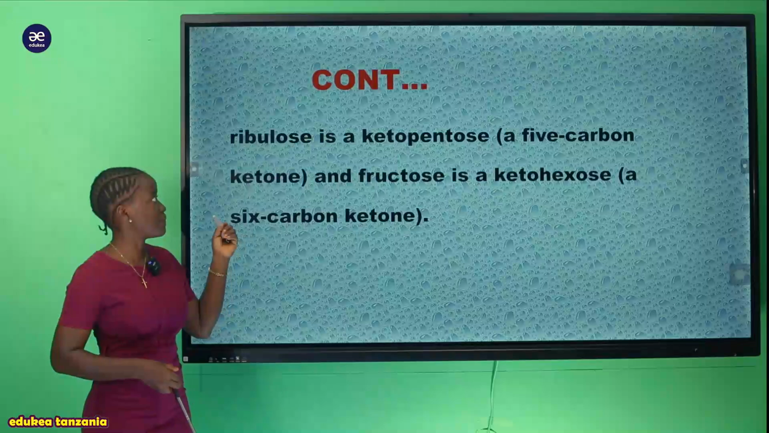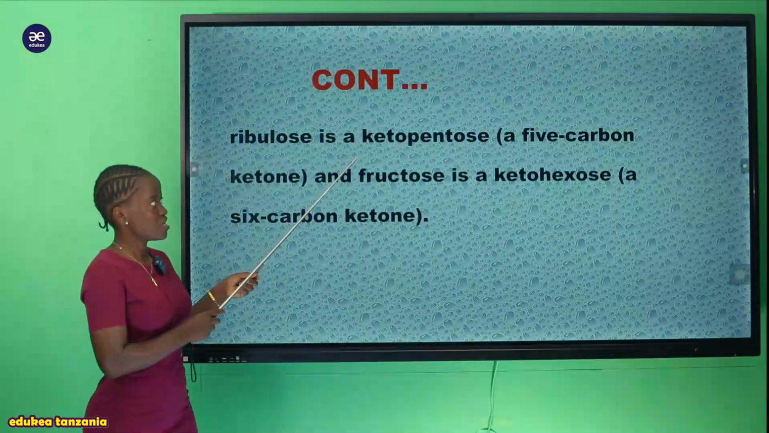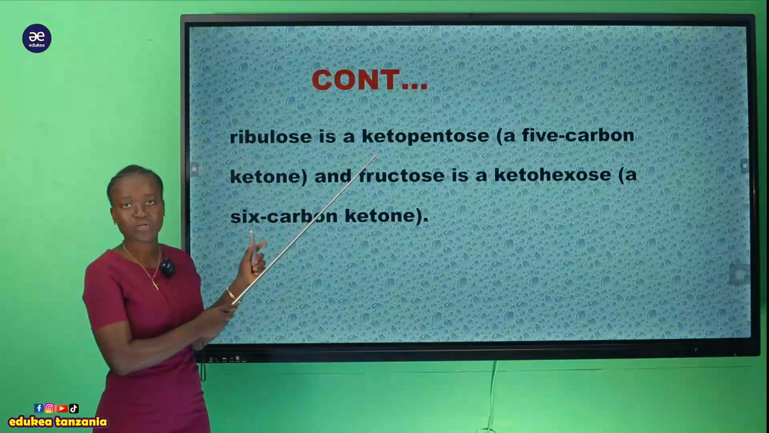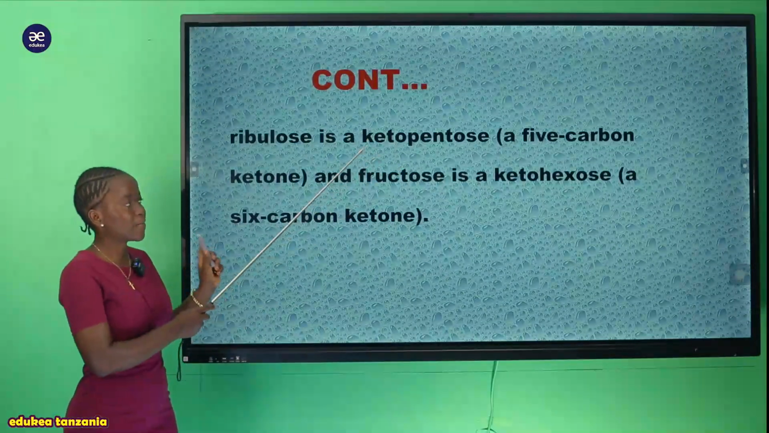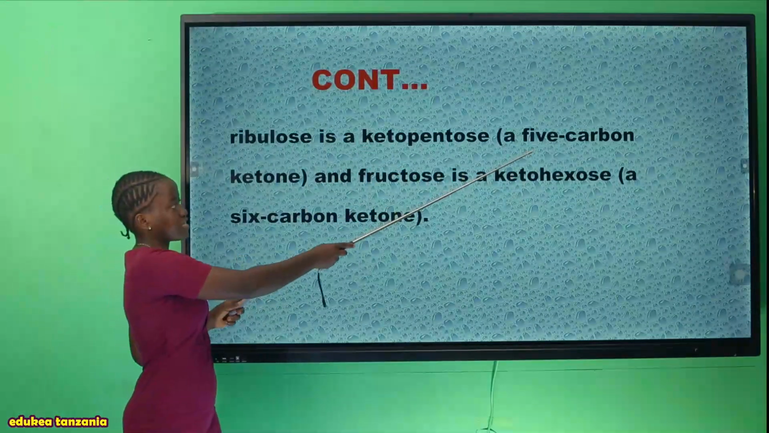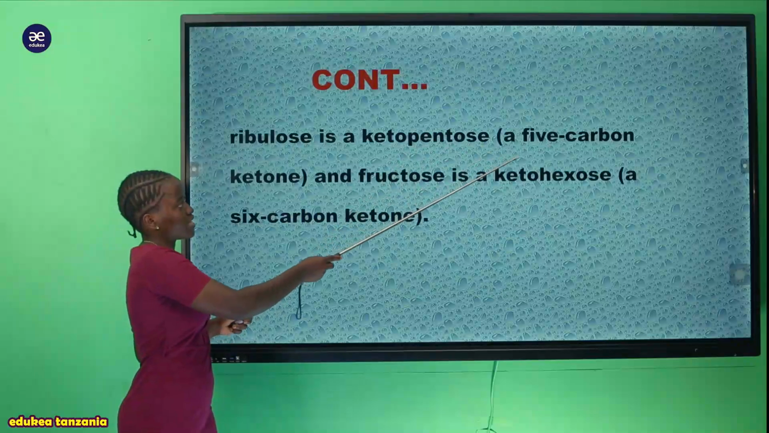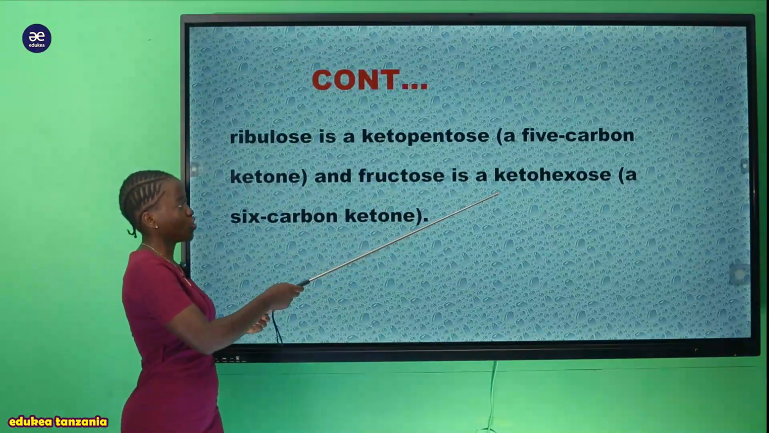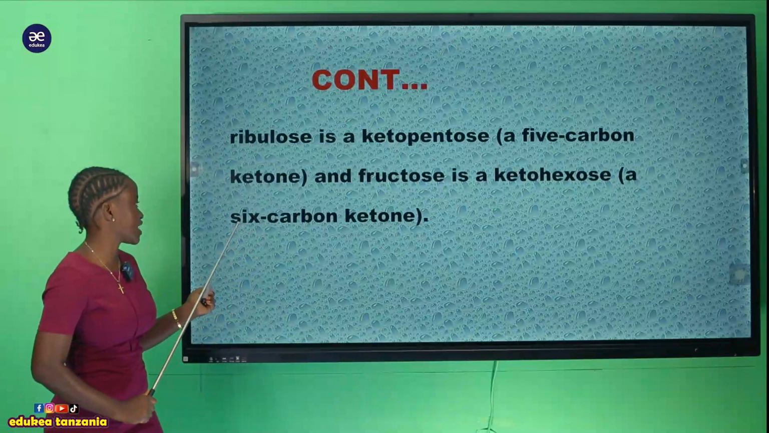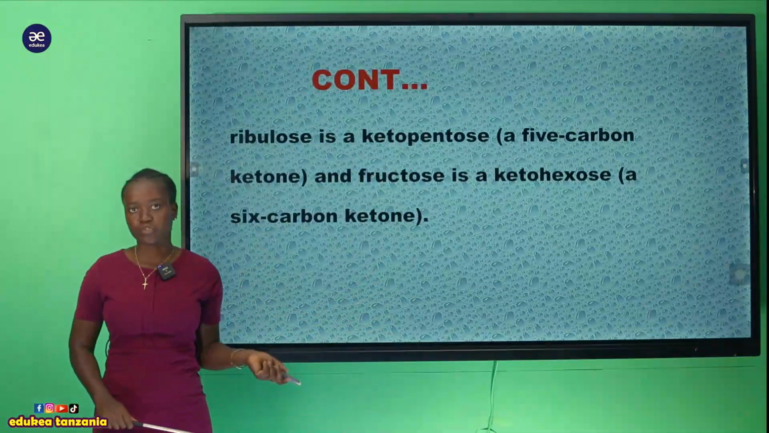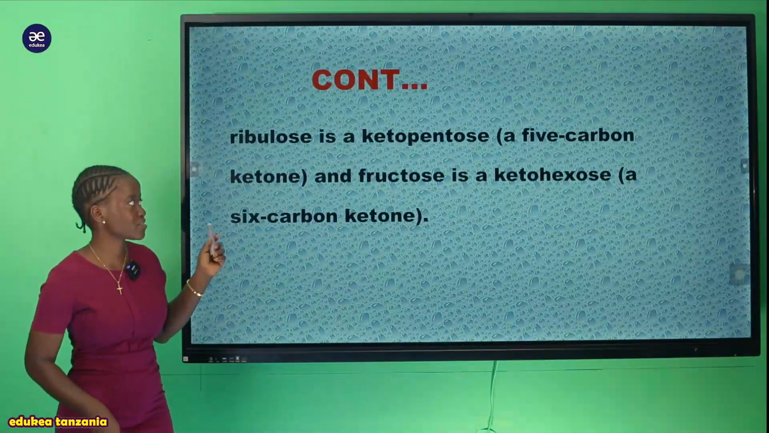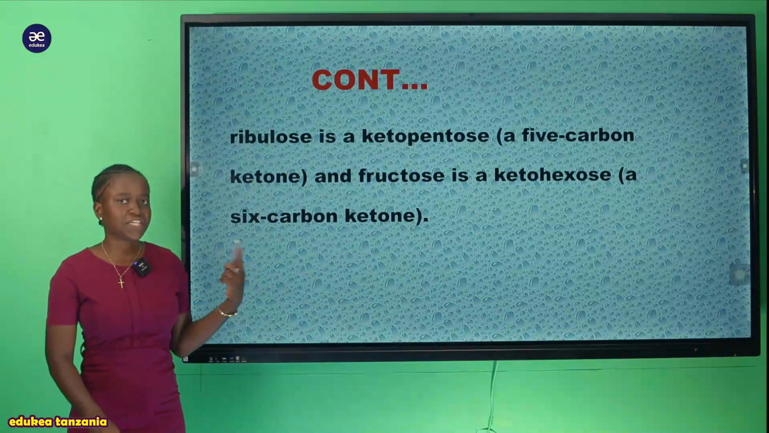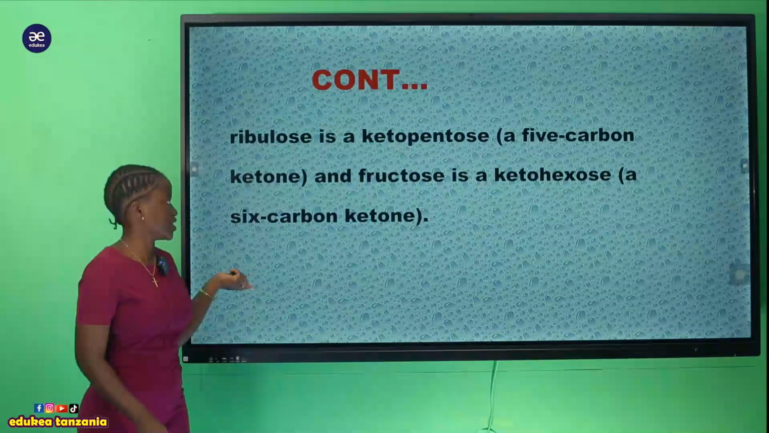Let's see other examples. We have ribulose, a ketopentose, meaning that in its structure there is a ketone group. That is the keto part, and also pentose, meaning that it has 5 carbon atoms. We have fructose, which is a ketohexose. This contains a 6 carbon ketone. So that is all about the classification of carbohydrates.